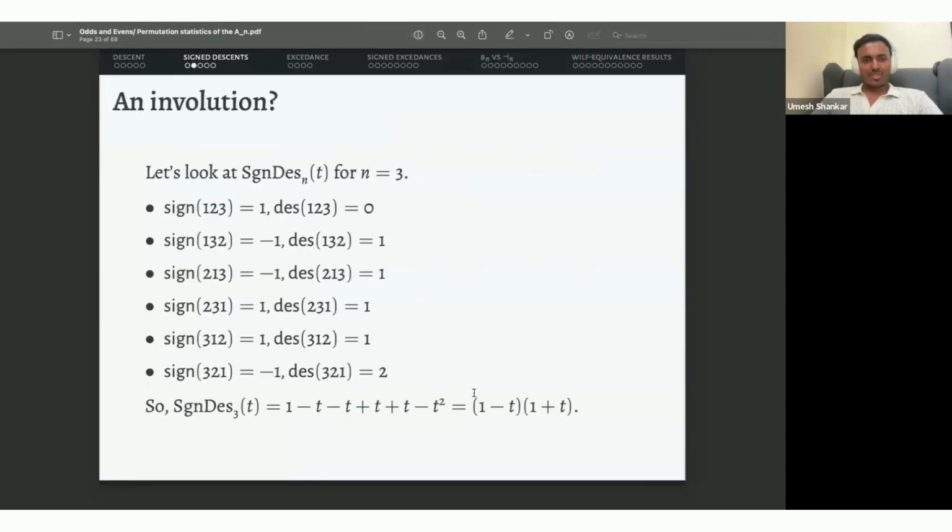So let us just look at the sign descent polynomial for n equal to 3. So 1, 2, 3 has sign 1, 0 descents. 1, 3, 2 has sign -1 and 1 descent. And for all 6 I've just written down what sign they have, what descents they have. So if you just want to sum them, you'll get 1 minus t plus t plus t minus t squared. So somehow this minus t completely cancels out and you're only left with 1 minus t squared.